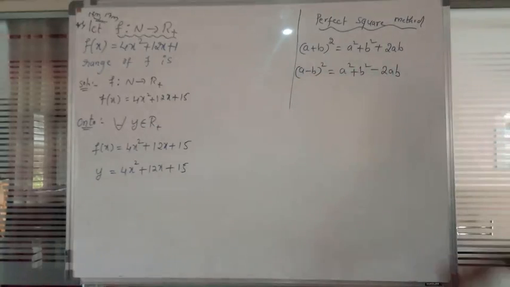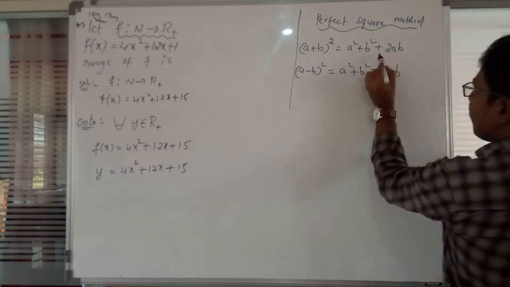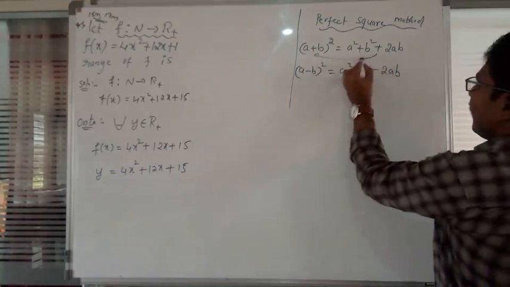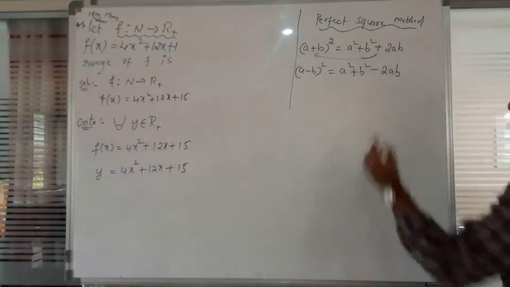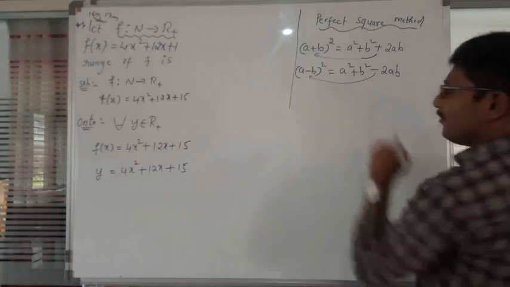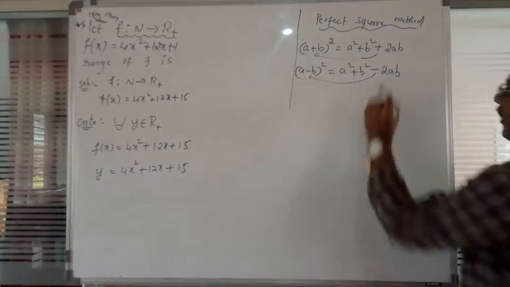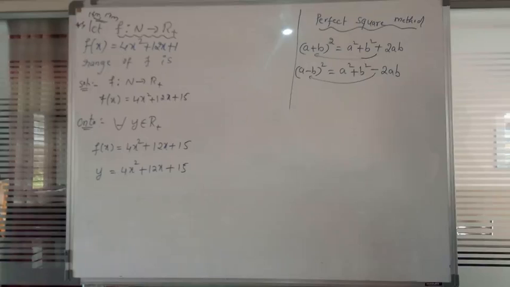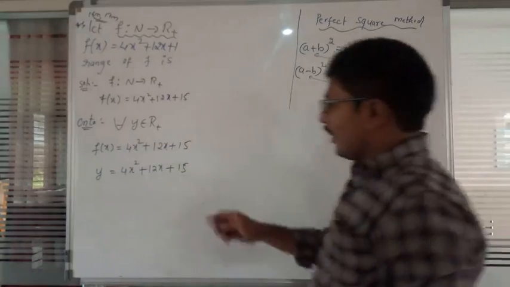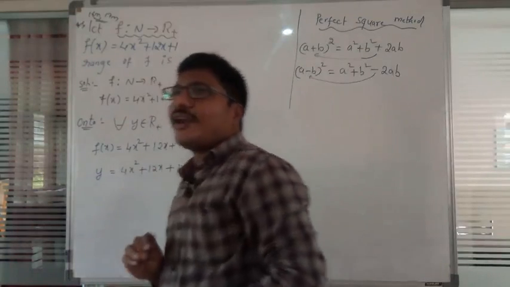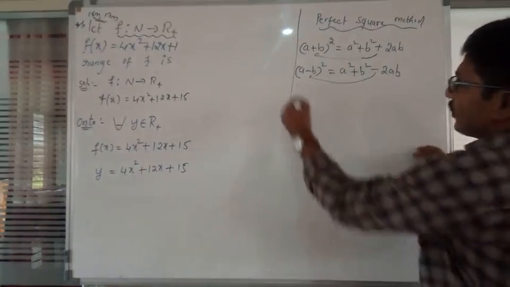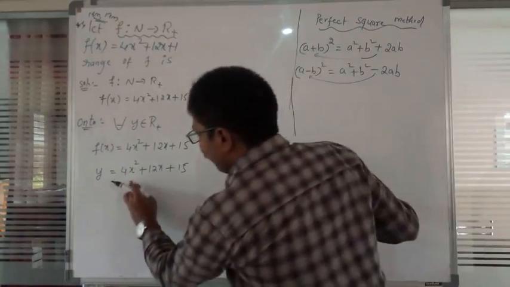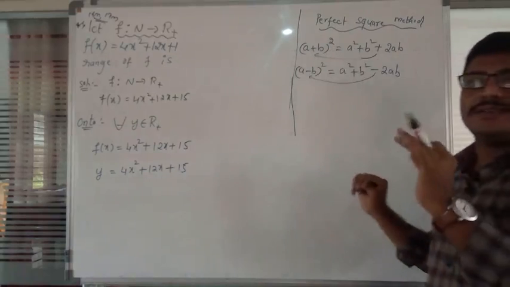Just concentrate on these two formulas. Here there is a plus, that's why it becomes plus. Here there is a minus, that's why it becomes minus. That's one. So okay, here in this quadratic equation, first you should observe which value contains the square.